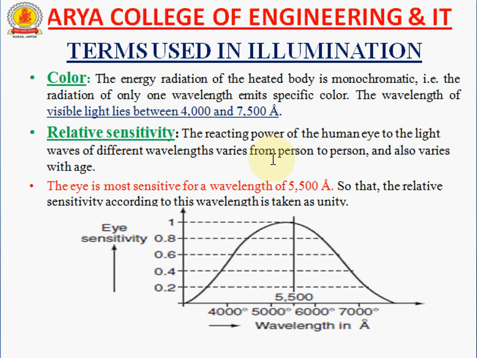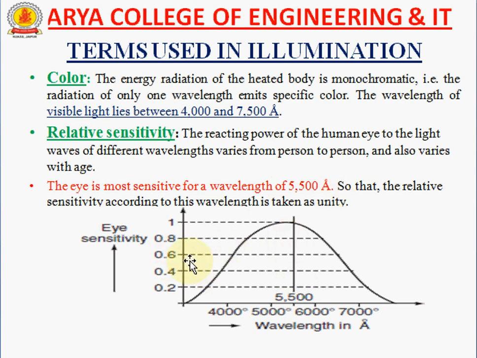The second term is relative sensitivity. The reacting power of the human eye to light waves of different wavelengths varies from person to person and also varies with age. The eye is most sensitive to a wavelength of 5500 angstrom, so the relative sensitivity at this wavelength is taken as unity.